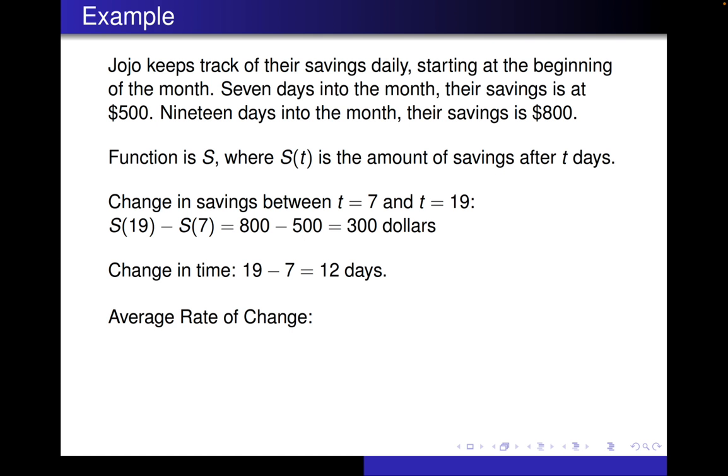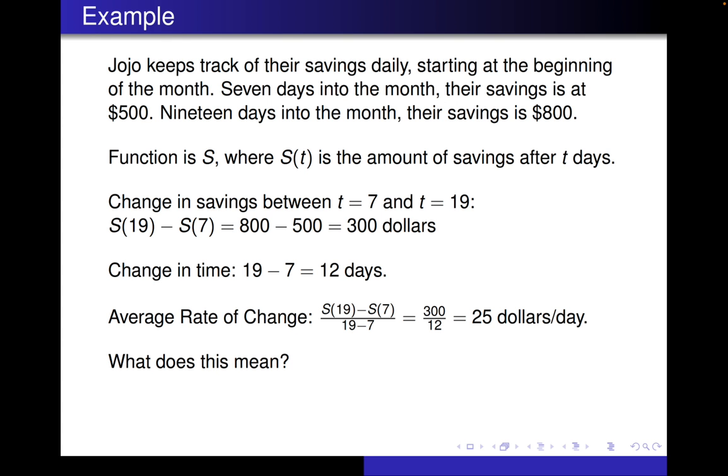And so our average rate of change is s of 19 minus s of 7 over 19 minus 7. That was 300 over 12. We computed those above, and that gives us 25. And then our units, remember, are units of the output per units of the input. The output being dollars and the input being days. So $25 per day.